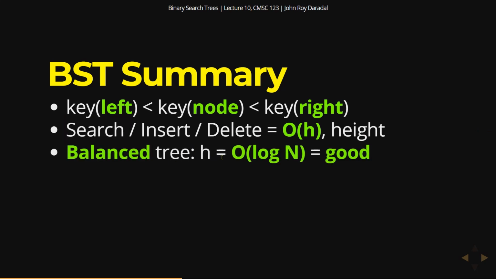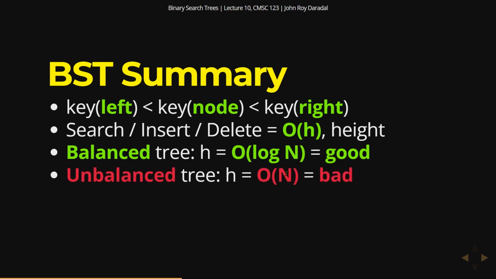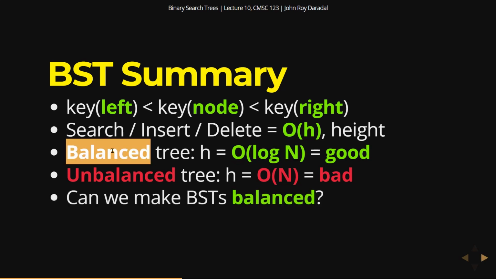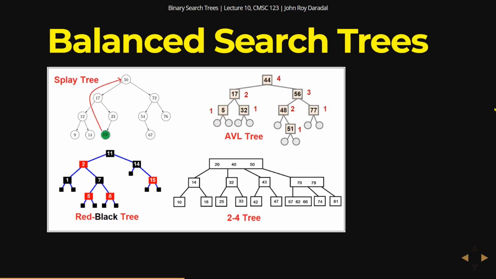And if you have a balanced tree, the height is log of n, which is good. That's what we want. But if it's unbalanced, the height is O of n, which is bad. It's not what we want. So since we said that earlier search, insert, and delete runs in O of log n, is there a way to keep our BSTs balanced so that we can claim that search, insert, and delete actually runs in O of log n? Okay, so can we make our BSTs balanced? Well, in fact, yes. So that is the purpose of the balanced search trees, which we'll discuss for the rest of the lecture.